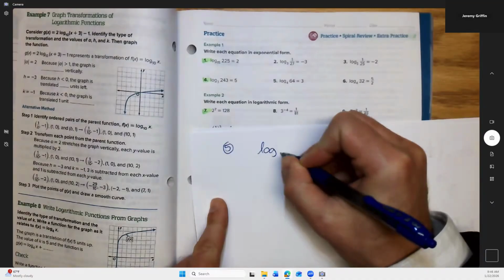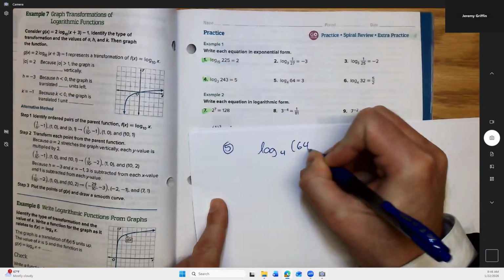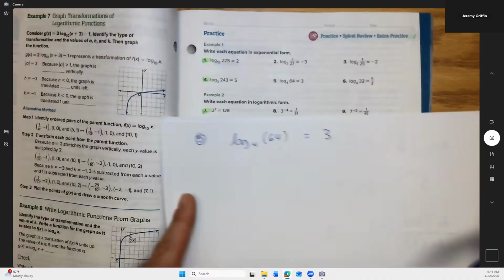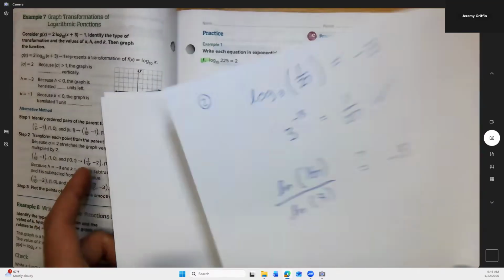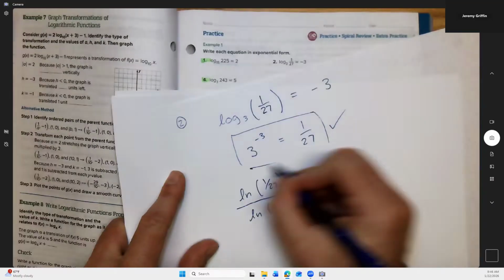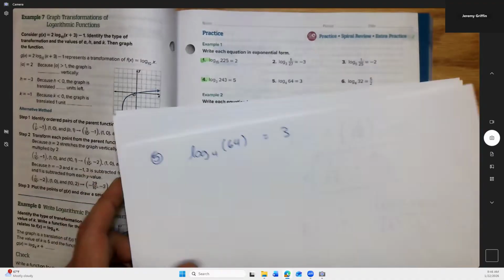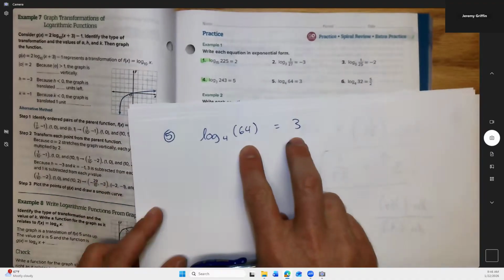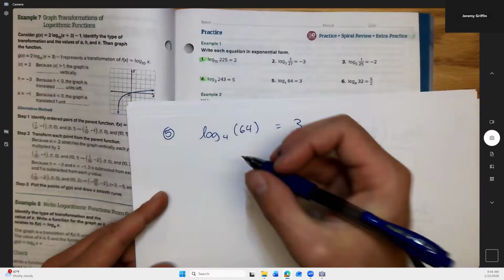So log base 4 of 64 is equal to 3. Right? Now you're just supposed to write this as an exponent. Guys, how can you write this as an exponent?